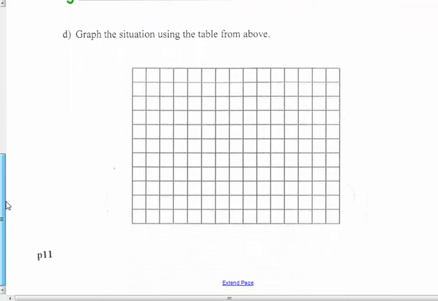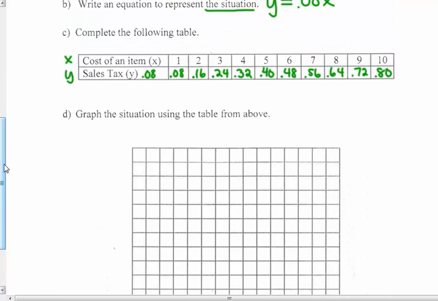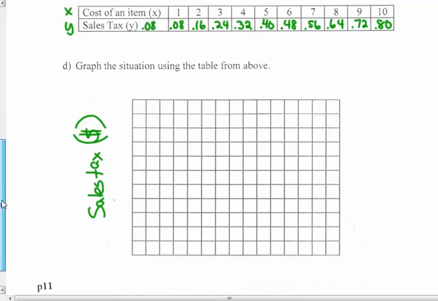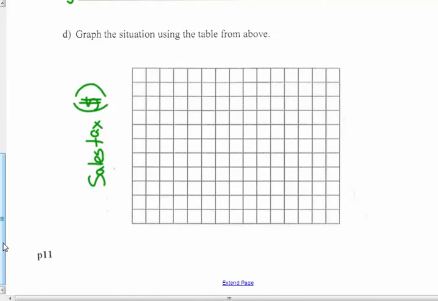Graph this situation using the table from above. Okay, well, I know my sales tax is Y, so my sales tax, and yes, it's money, so I'm going to write a money symbol there. Sales tax is my y-axis. My x-axis is the cost of the item, just like it says in the table there. Cost of item.